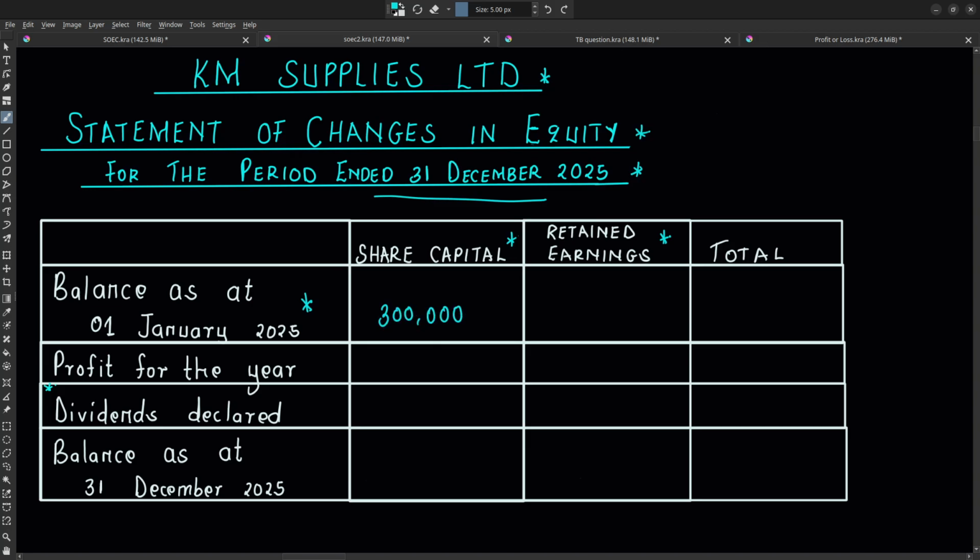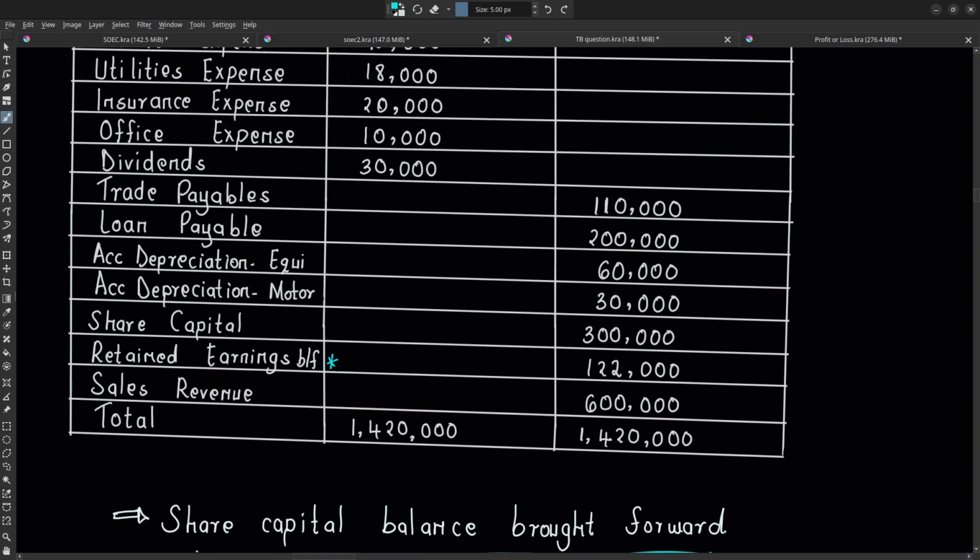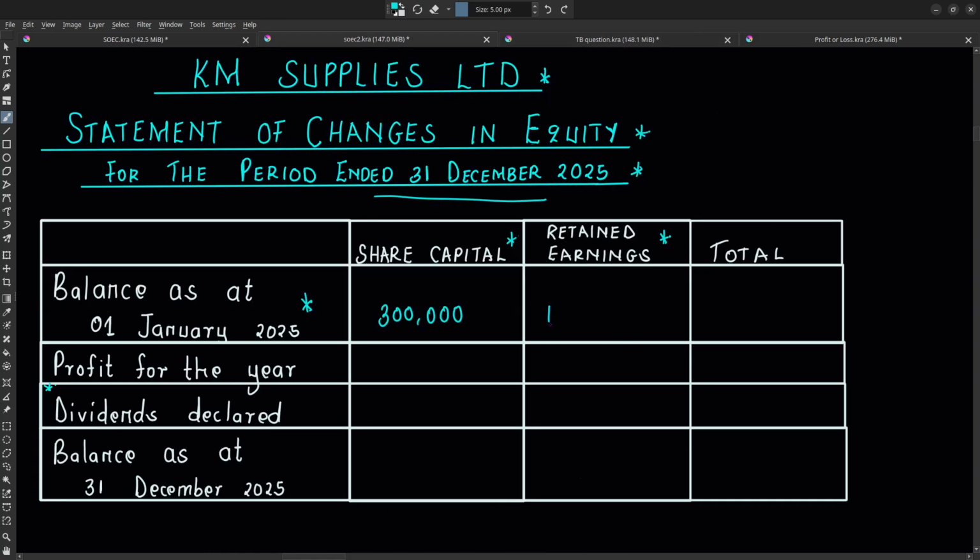Then when we look at the trial balance again, we have the retained earnings balance brought forward with an amount of 122,000. So we include that as 122,000, and this will give us a total of 422,000. Recall this information.